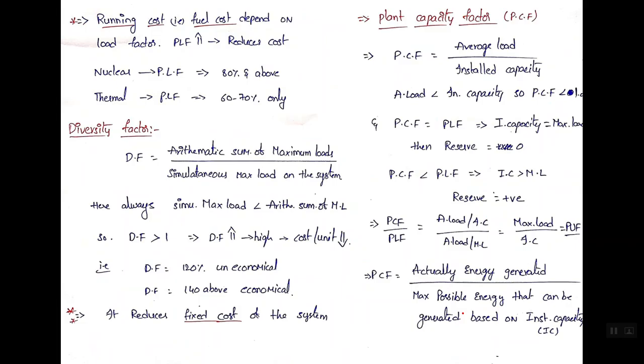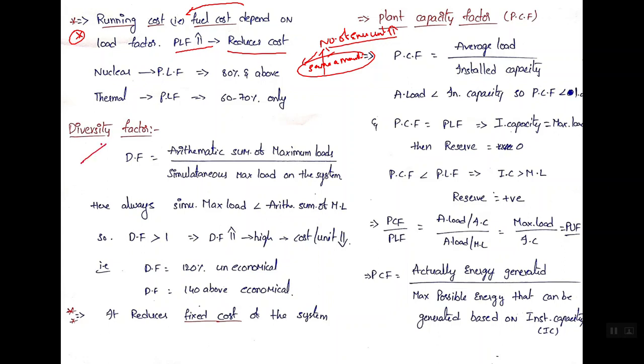Okay. And the next one, running cost. Here it is the most important one. Higher number of energy units generated for the same amount of fuel, then what happens? The running cost will decrease, na? With the same fuel, we get a higher number of units generated, which means the running cost will decrease. That means if plant load factor is high, it reduces the running cost.